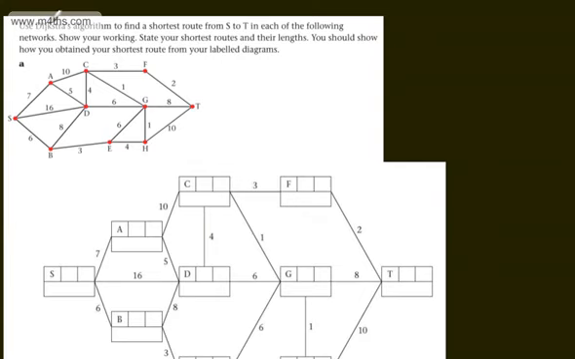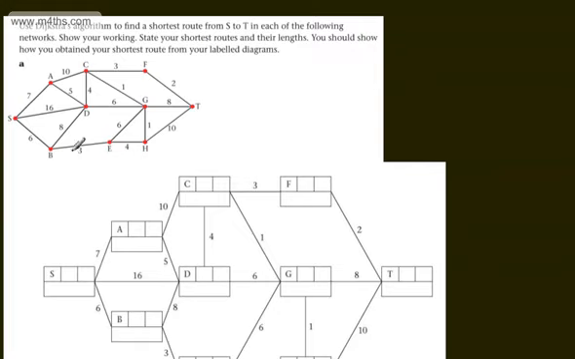In the question, we're asked to use Dijkstra's algorithm to find a shortest route, so shortest path from S to T in each of the following networks. So I've chosen this one right here. We're asked to show our working, and then we're asked to state our shortest route and their lengths. You should show how you obtained your shortest route from your labelled diagrams.